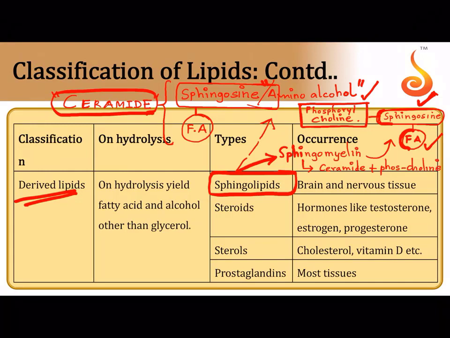Okay, now moving on to derived lipids. In derived lipids we have steroids, then we have sterols and prostaglandins. Steroids are basically those which are built on a multi-ringed compound, and these steroids are used in the synthesis of some of the hormones in our body like testosterone, estrogen and progesterone. A steroid with an alcoholic group, an OH group, is referred to as a sterol. The most famous sterol is cholesterol.